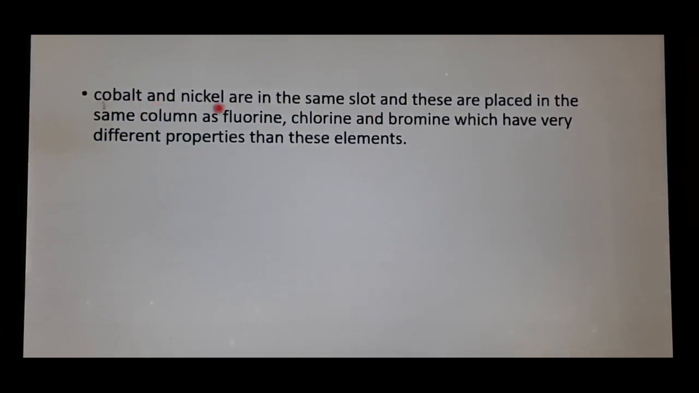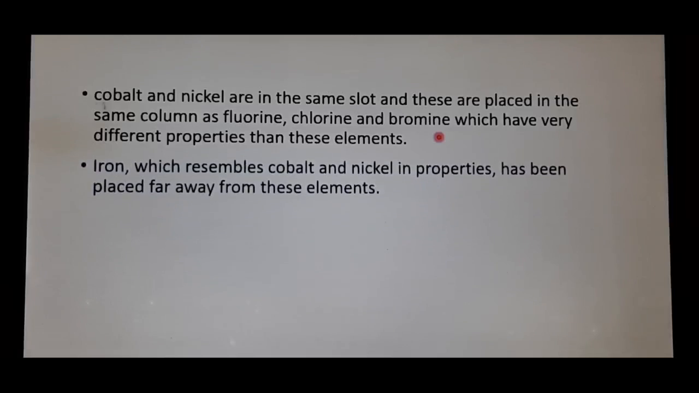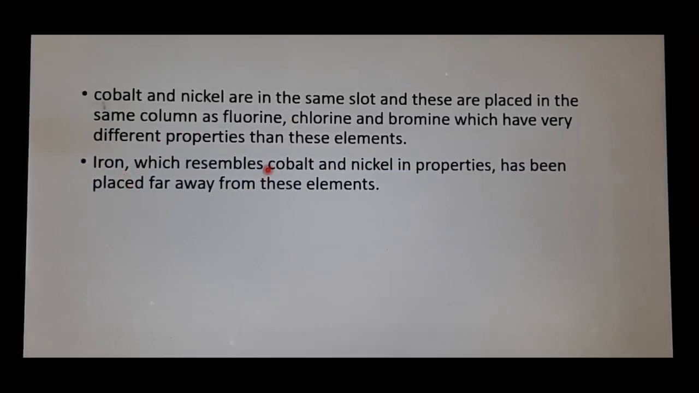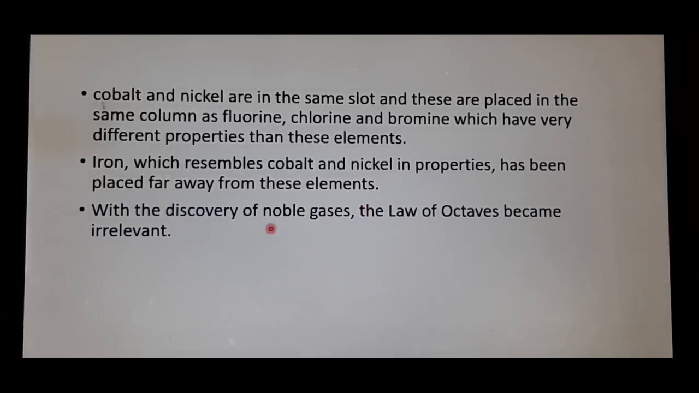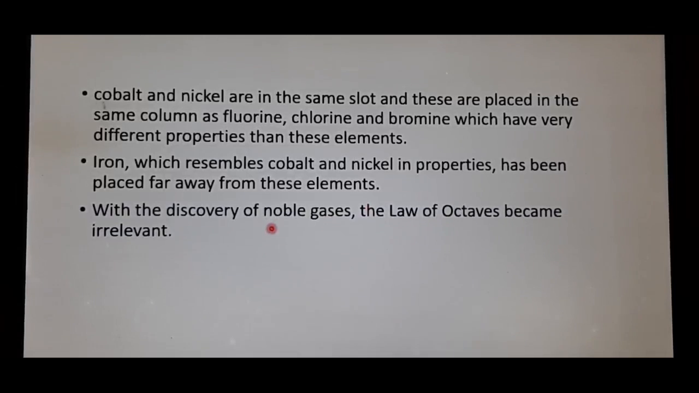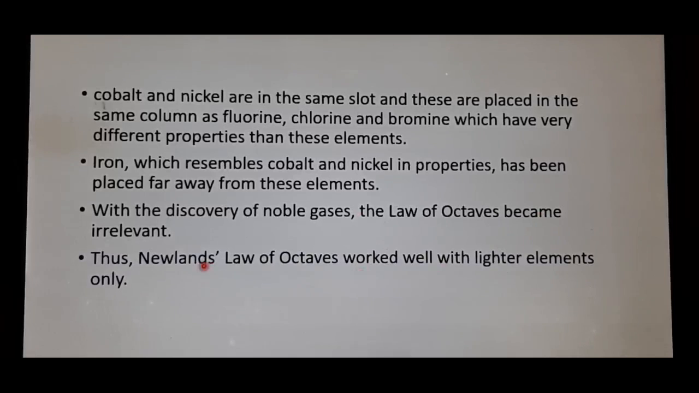One example is cobalt and nickel. He put these two elements in the same slot, and they are placed in the same column as fluorine, chlorine and bromine, but their properties are very different from these three. In the same way, iron, which resembles cobalt and nickel, has been placed far away from these elements. And moreover, he thought no more elements would be discovered, but with the discovery of noble gases, the law of octaves became irrelevant. Thus, Newlands' law of octaves worked well with the lighter elements only.